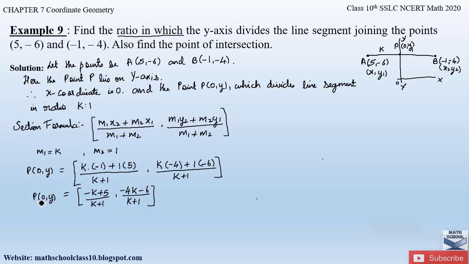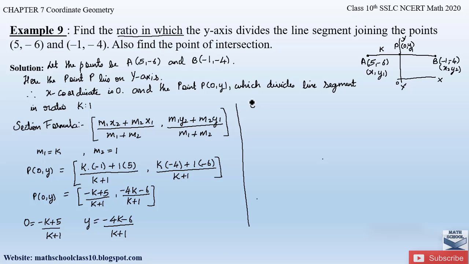So now let us equate the x-coordinate of point P to the x-coordinate part here, and equate the y-coordinate part to the y-coordinate we obtain by using the section formula. So 0 is equal to (-k + 5) divided by (k + 1), and y is equal to (-4k - 6) divided by (k + 1). So here, first let us solve this part and find out the k value, so that we can substitute here and find out the y value.